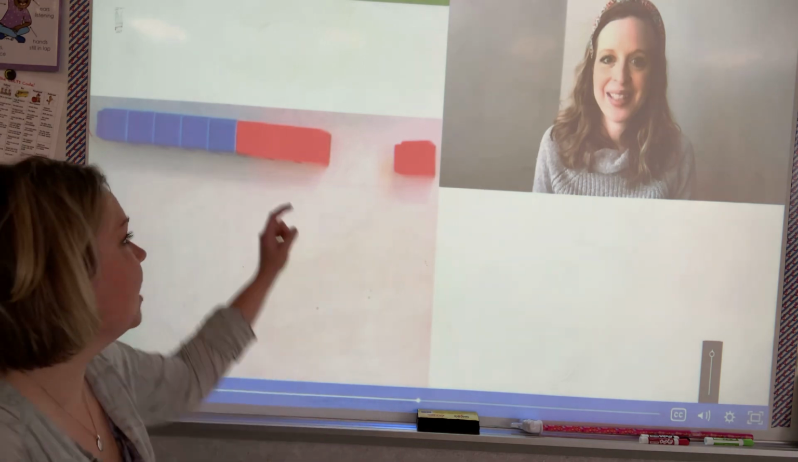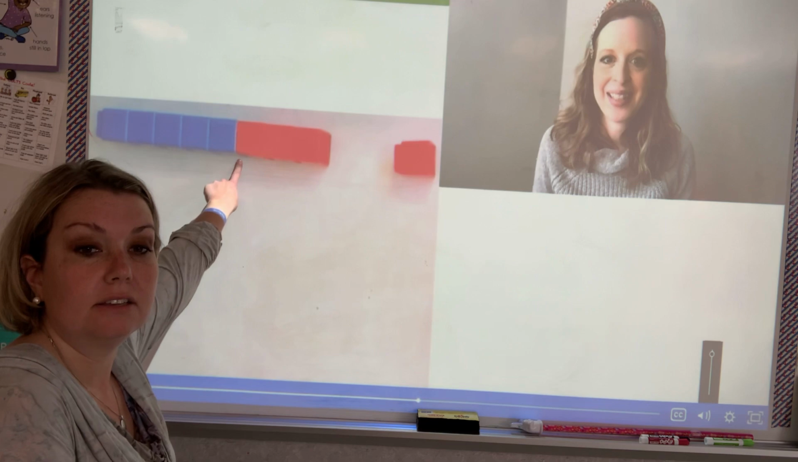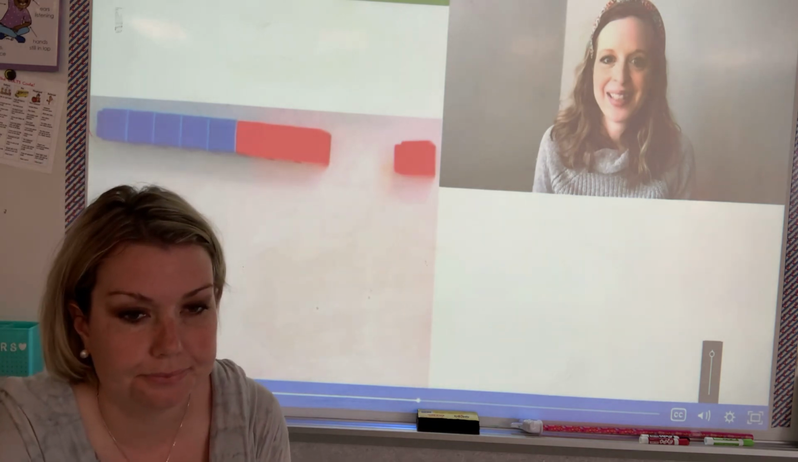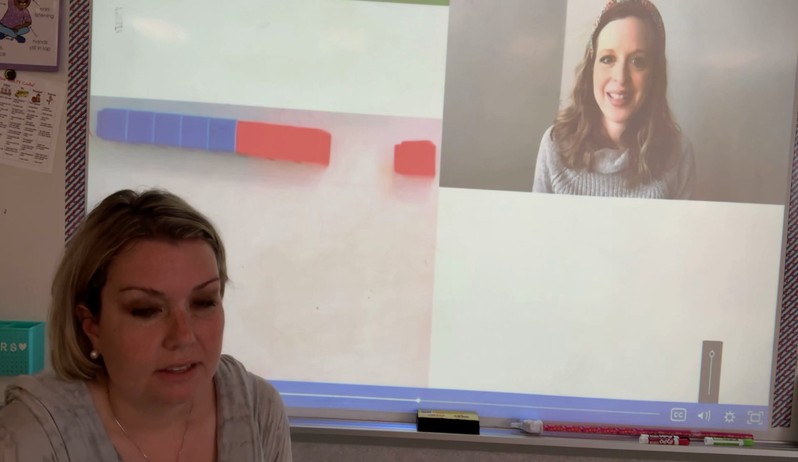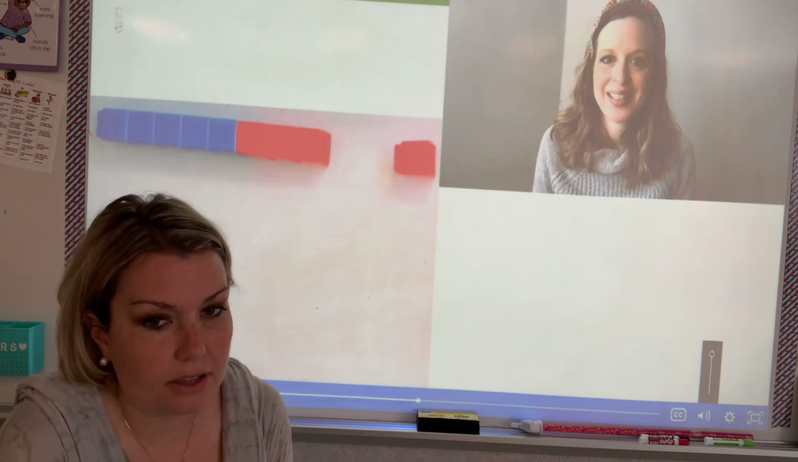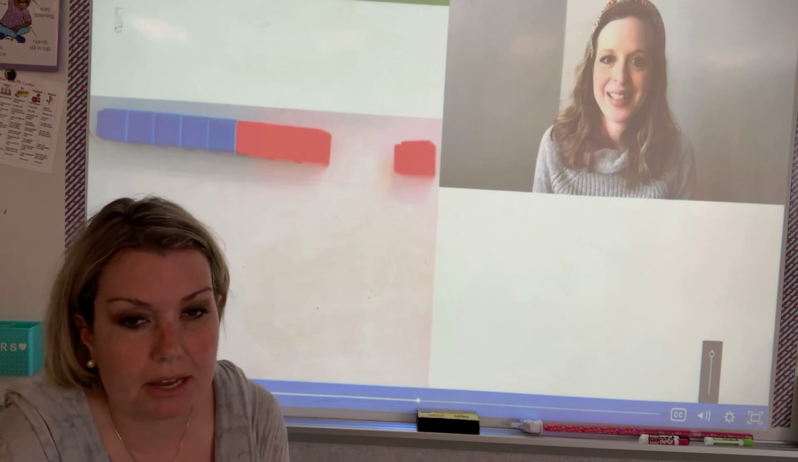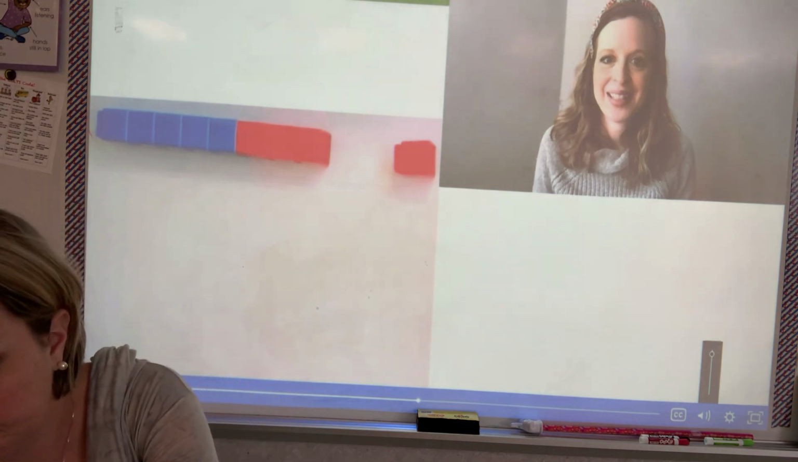Draw a number bond to show this. Can you do that for me? Okay. Let's see. Hang on. Anya, just wait. Let's see if our number bond matches Miss Emily's.